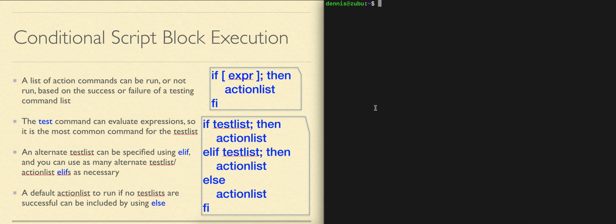Instead of the test command, you can actually run any command list, and it will test the resulting success or failure of the command list. If the expression is true or the command list succeeds, the commands in the action list will run. In the simplest form, the if command does a simple test and runs one or more commands based on success, and that's all there is involved.